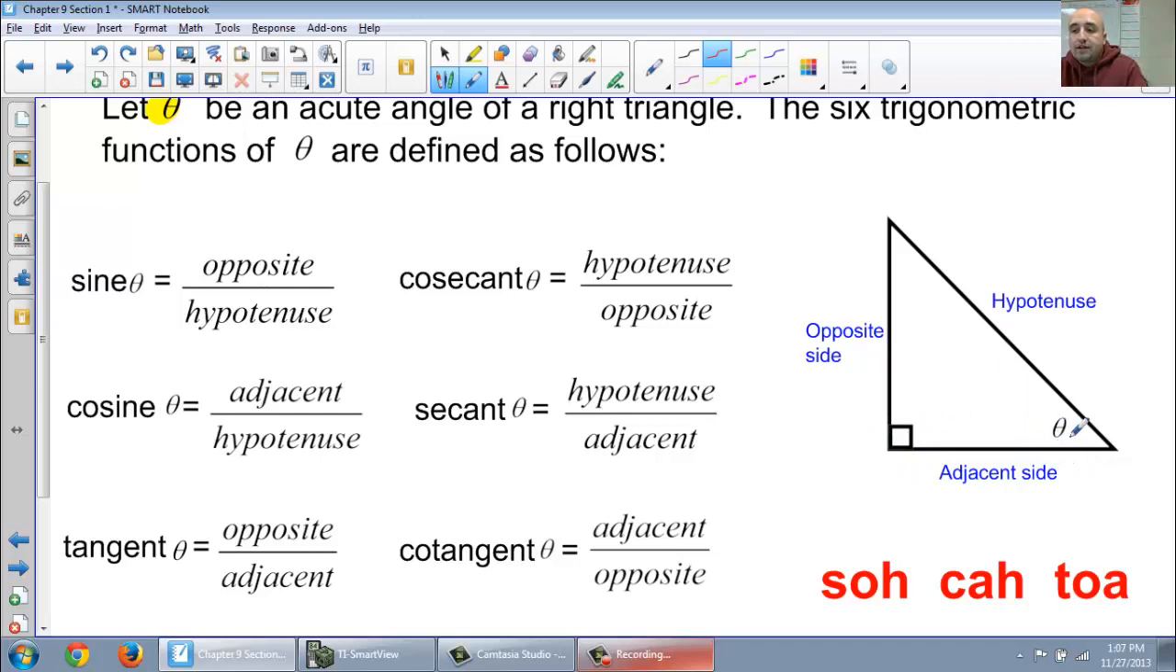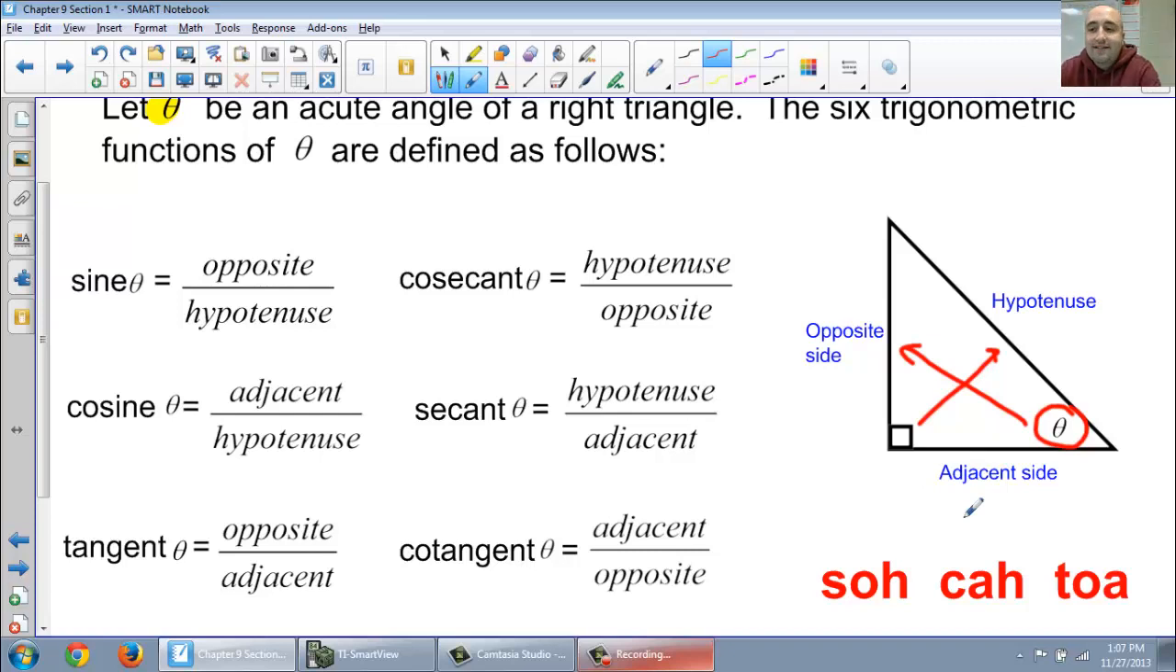So we're going to say that this is our theta, this acute angle down in the bottom. I've labeled the triangle based on this important angle, this theta. Across from theta is always the side opposite. Across from the 90 degree angle is the hypotenuse. And then the side that touches theta is always called the adjacent side.